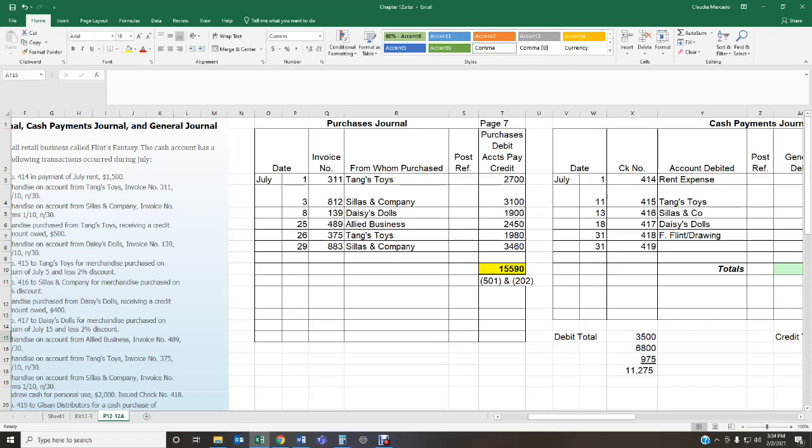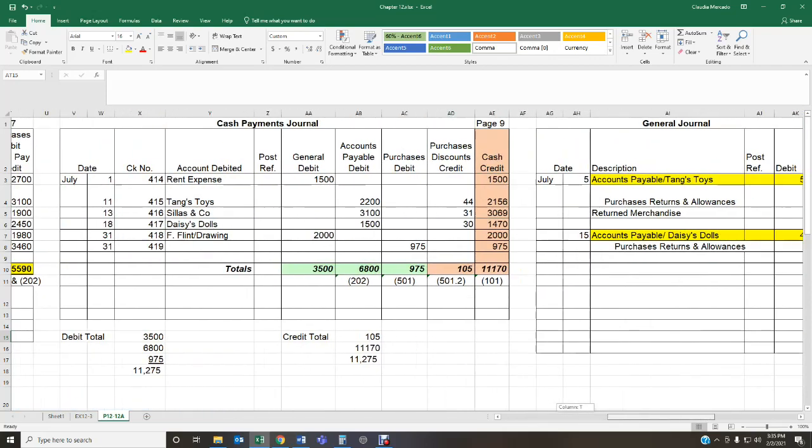So we've already got the total, which is the 15,590. That is going to be transferred over to both your purchases account with the debit, or your accounts payable with the credit. So this 15,590 is going to hit two accounts, purchases and accounts payable. So let's go ahead and move this, and we're moving it as of the end of the month.